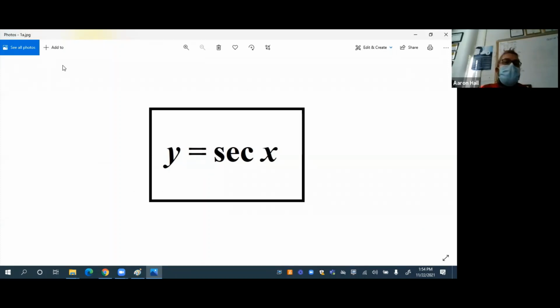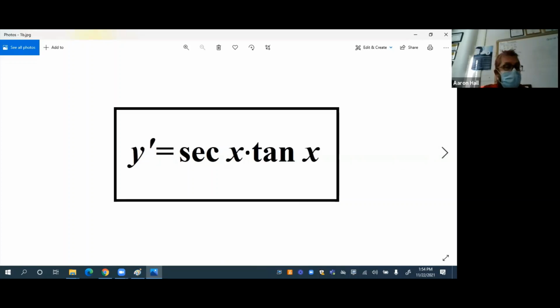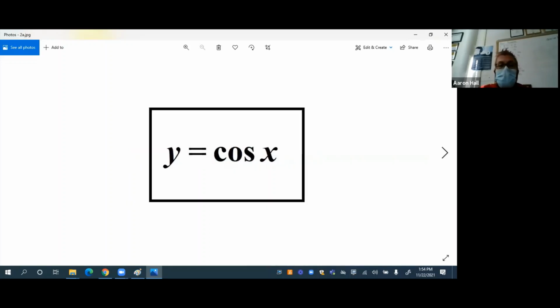Isn't this one secant of x times tangent of x? Remember, secant of x times tangent of x? I don't know if that rings a bell. Sam, what about this one? What is the derivative of cosine? Isn't it negative sine of x?